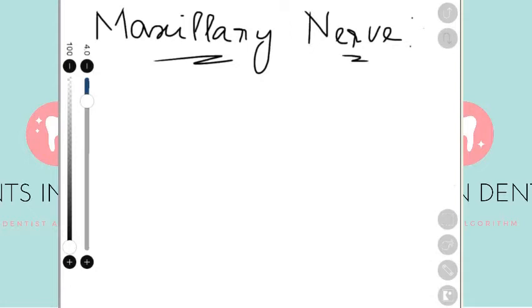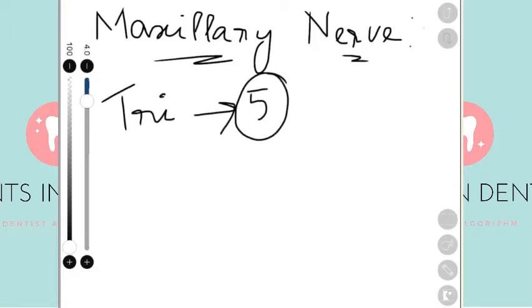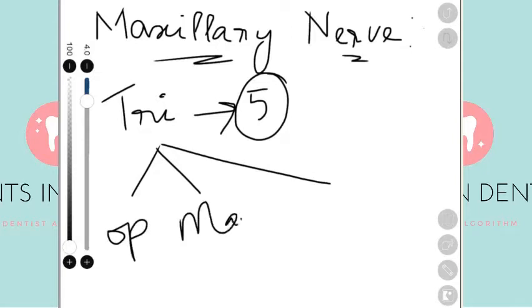Hi everyone, today we'll see about the maxillary nerve. Maxillary nerve is a branch of your trigeminal nerve. Trigeminal nerve is the fifth cranial nerve and it is the largest of all the cranial nerves. It has about three branches: the ophthalmic branch, the maxillary branch, and the mandibular branch.